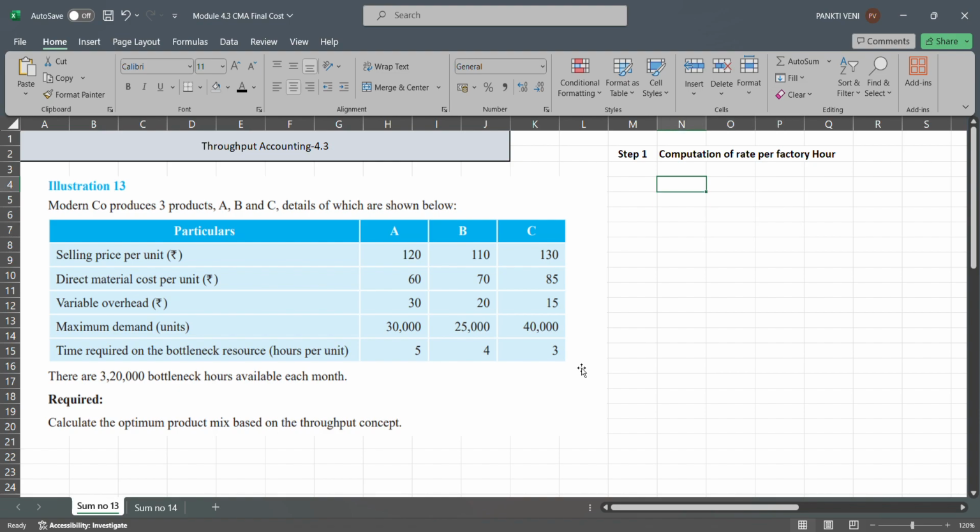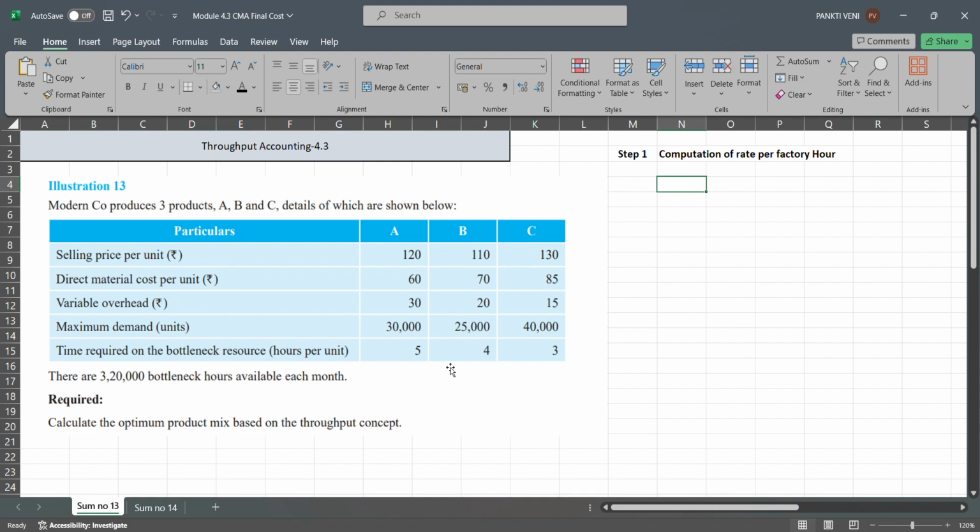For that, I'll be following 3 to 4 steps and I'll answer accordingly. First I'll find out a rate per factory hour. Why? Here they have taken their base on factory hour. So I'll find out a value per factory hour. Suppose I'm taking 5 hours to prepare product A, what will be the value? Accordingly, I have to calculate.